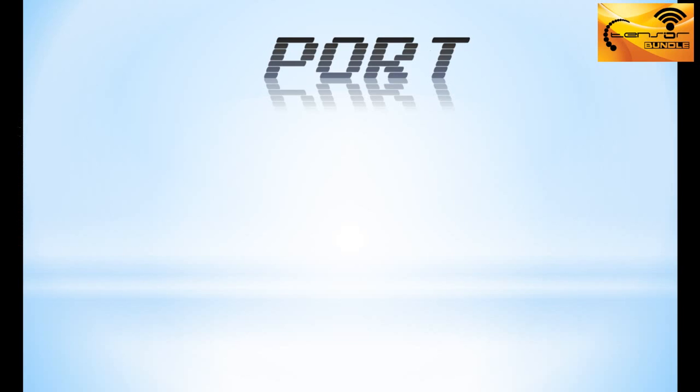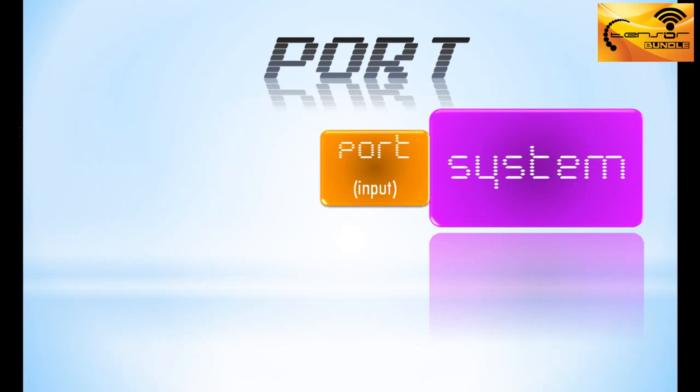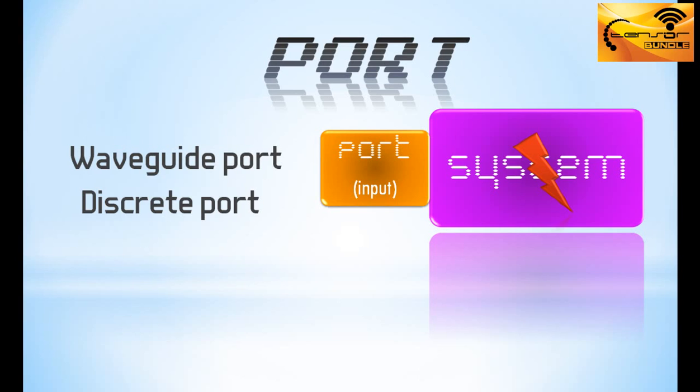First of all, an input port must be defined. Roughly speaking, a port is a place where the power is propagated into the system from outside. In this case, the antenna is the system. And CST Microwave Studio supports two types of ports, waveguide port and discrete port. I'm going to use waveguide port with this antenna, and this kind of port simulates an infinitely long waveguide connected to the system.